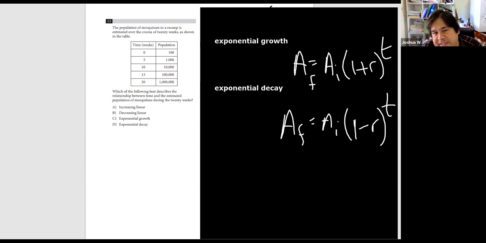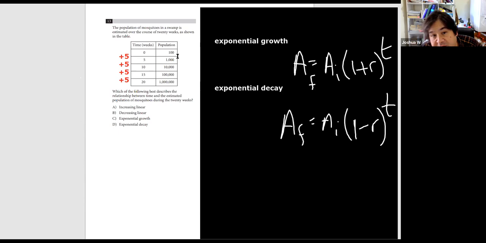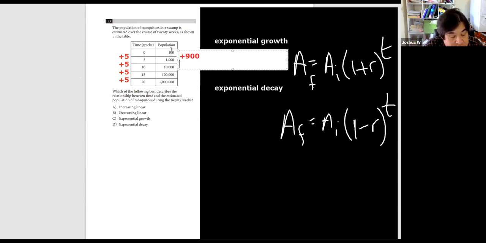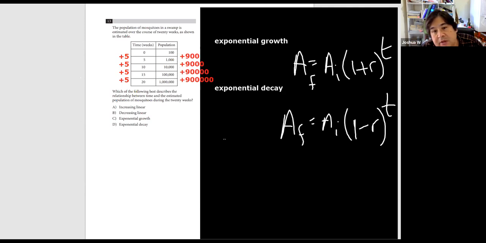Is it linear growth? Is it the same amount every time we increase 5 weeks? Is it increasing the population by the same amount each time? No, it is not. Because if you look on the left, this is how you do it: +5, +5, +5. The left side is skipping by 5s, but the right side is like +900, +9,000, +90,000, +900,000. So this is definitely not linear. It'd have to be the same skip count for both columns. So we can cross off the linear answers.